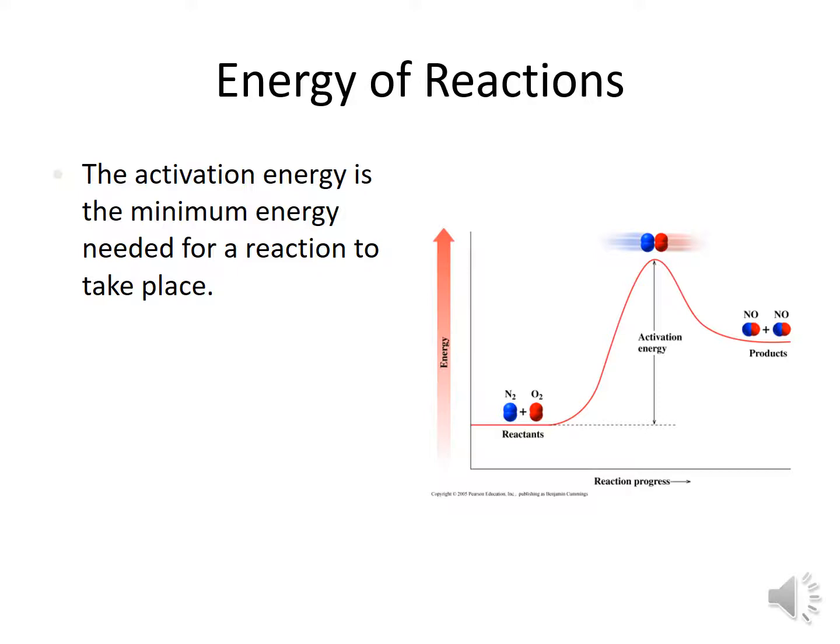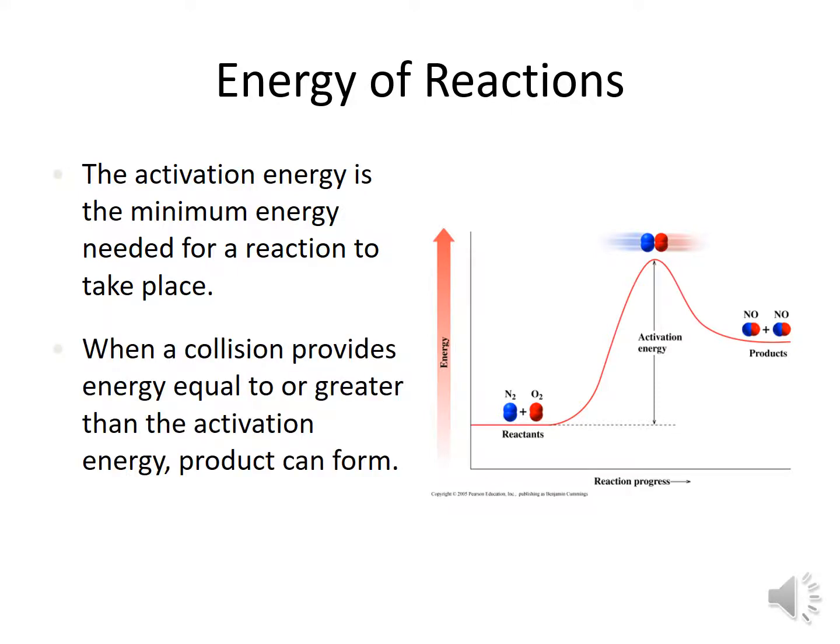So here we're putting in more energy to get up the hill than we get back when we come down the hill. We're putting in more energy to break the bonds in N2 and O2 than we get back when the NO and NO bonds form. So when a collision provides equal energy or greater than the activation energy, you can actually make a product.